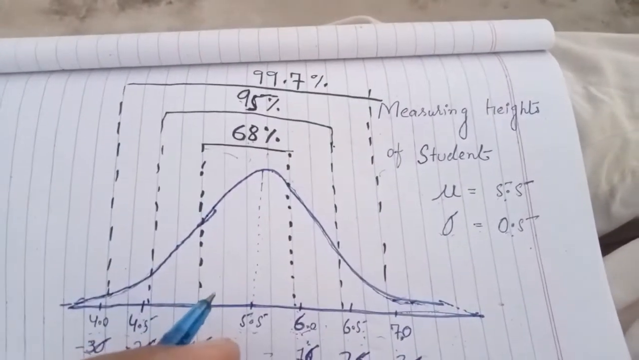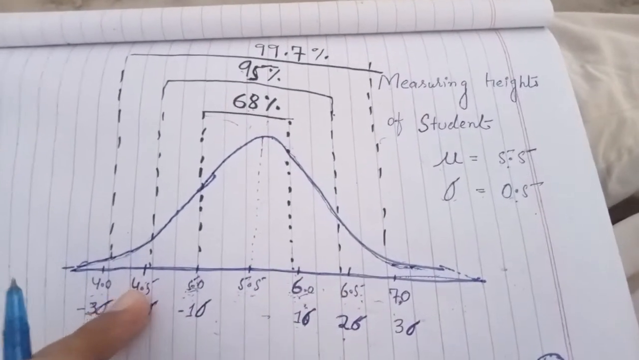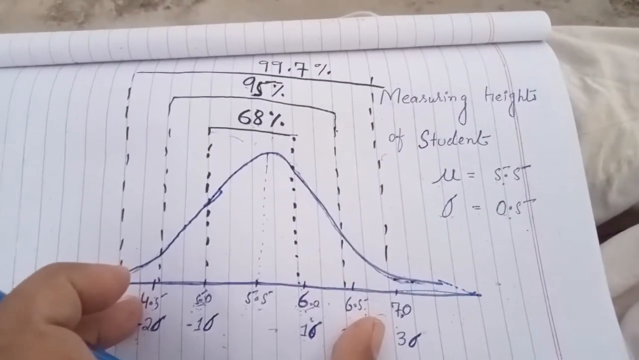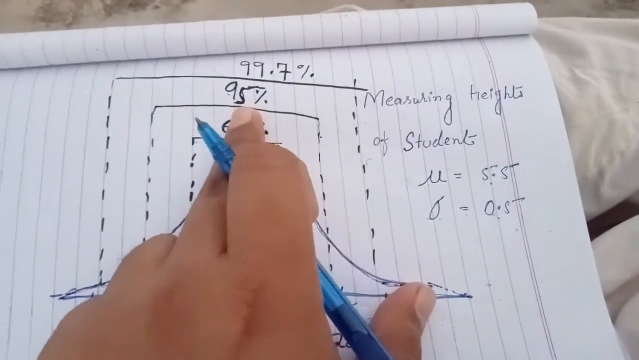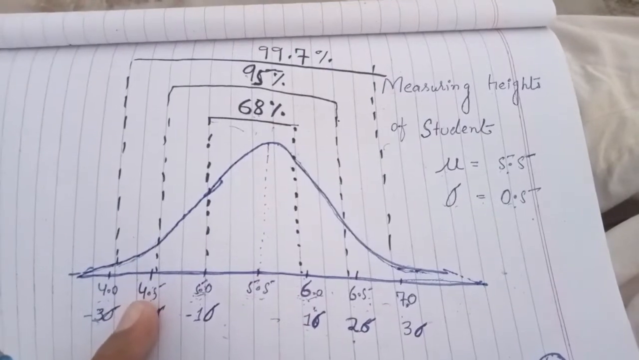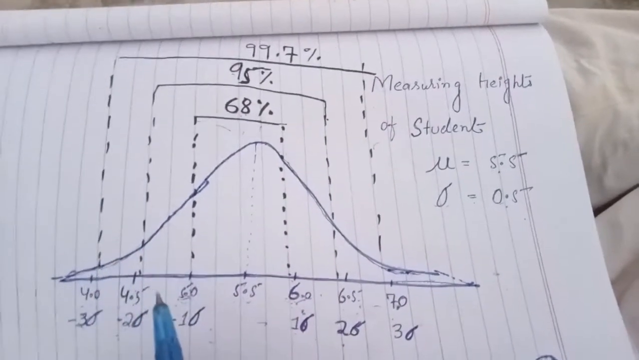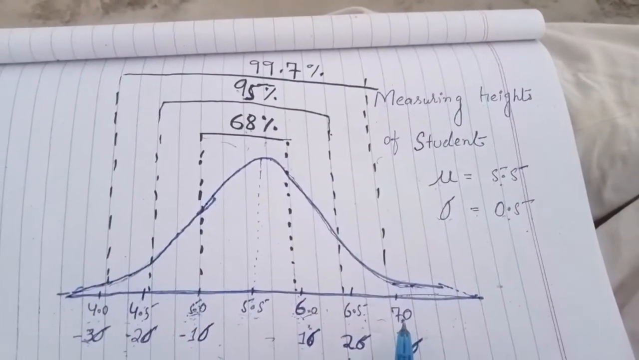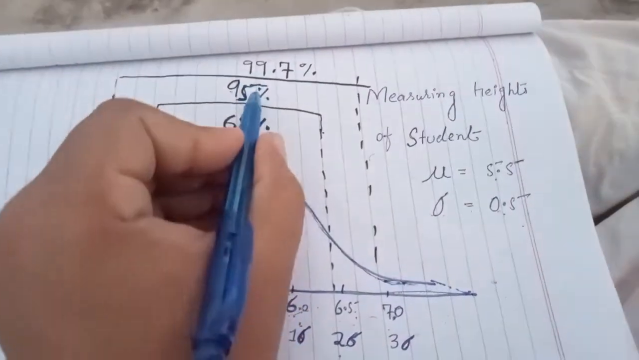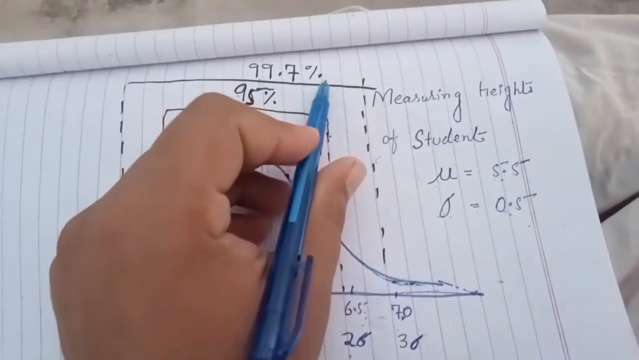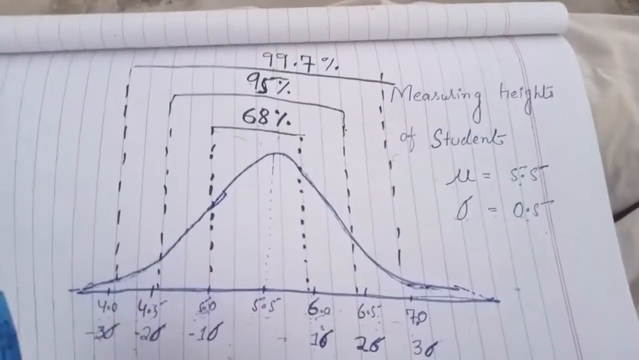Now if we see the second deviation, which is 6.5 and 4.5, the data within that range represents the 95%. The students who have a height between 4.5 and 6.5 represent the 95% of the data set in this distribution. Those students who have a height between 4 and 7 units, with 3 sigma, represent the 99.7%.